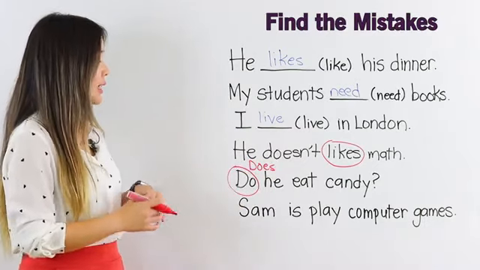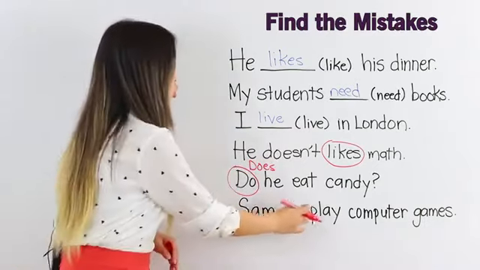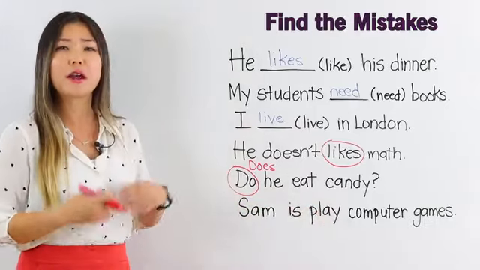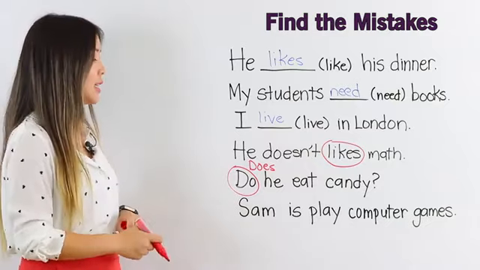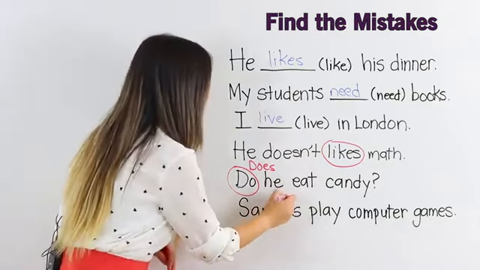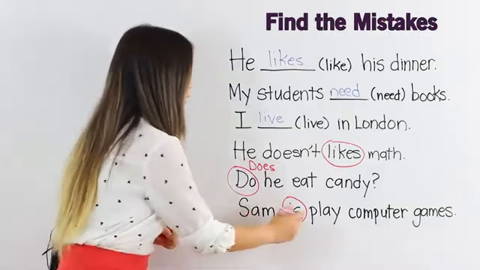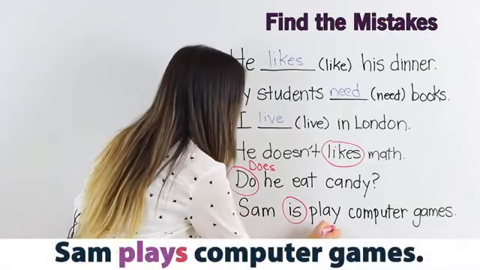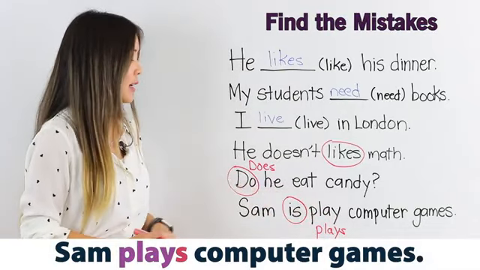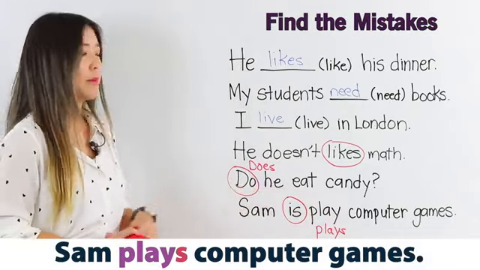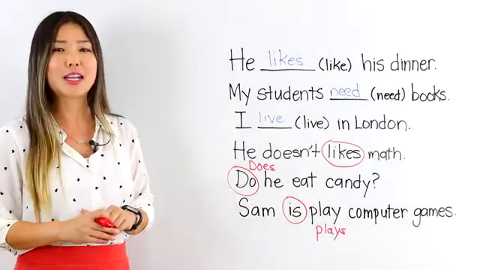And finally, Sam is play computer games. There are two present simple verbs here, and we can't have that. So the correct way to fix this sentence is to get rid of the is. So take that out and say, Sam plays computer games. Add an S because the subject is Sam, which is a he. Great job. Let's move on to the next practice.